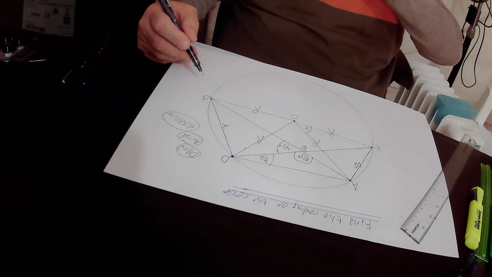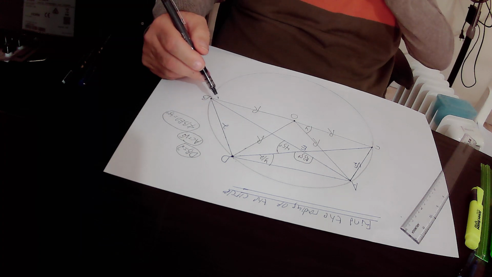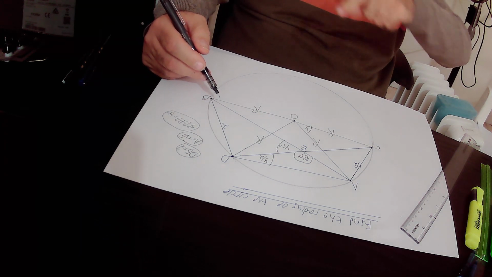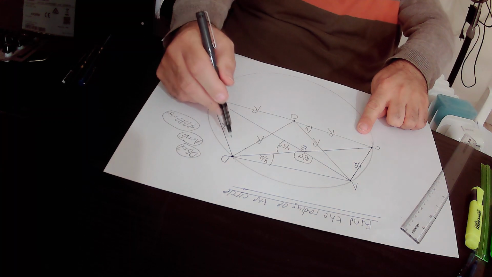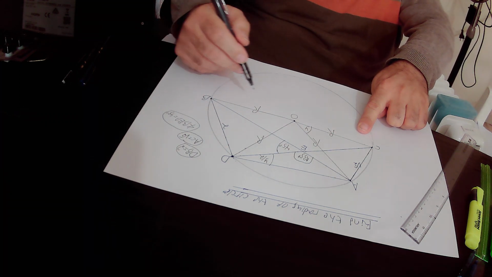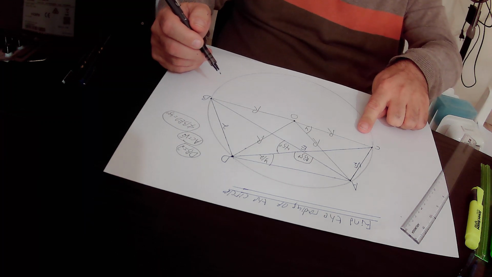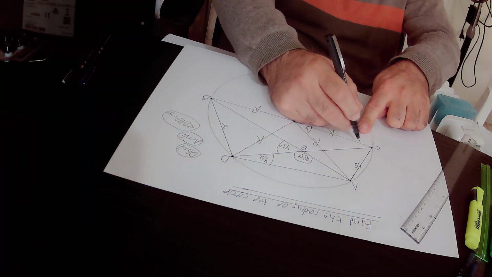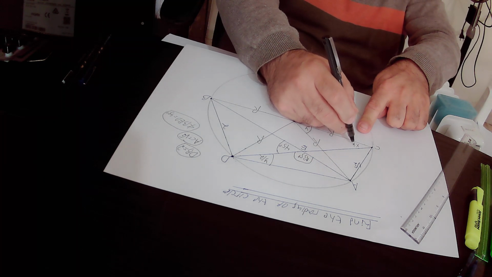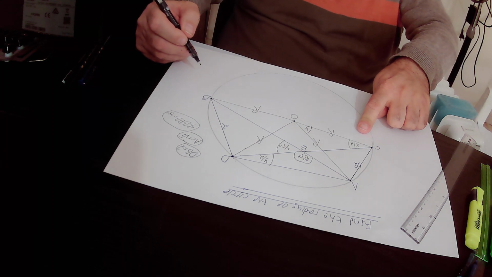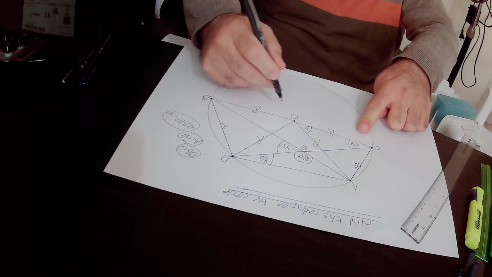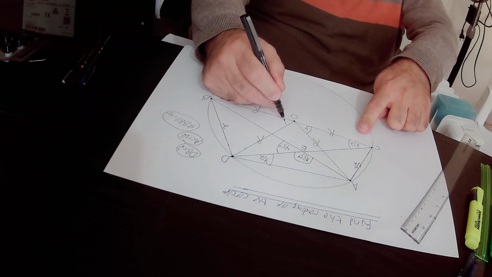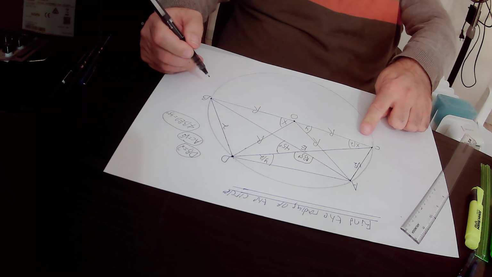In the next step, we'll focus on chord DB, this chord. Here we have this angle, peripheral angle DCB rests on chord DB. So we define this angle as x over 2. And therefore the central angle DOB that rests on the same chord DB will be equal to x over 2 times 2, that is x.